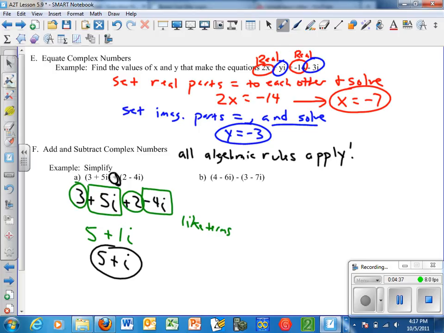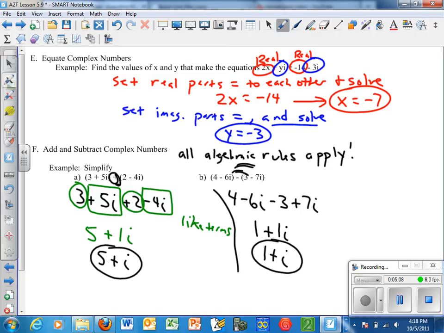When you get here and it's subtraction, just remember you've got to carry the opposite sign through. The signs in the 4 minus 6i in that first set of parentheses don't change, but this will become minus 3 and then plus 7i. So you're distributing your opposite sign through. And now you just combine like terms again. Let's combine our non-i parts first. 4 minus 3 is 1. Negative 6i plus 7i is plus 1i. So really I have 1 plus i for that complex number answer.